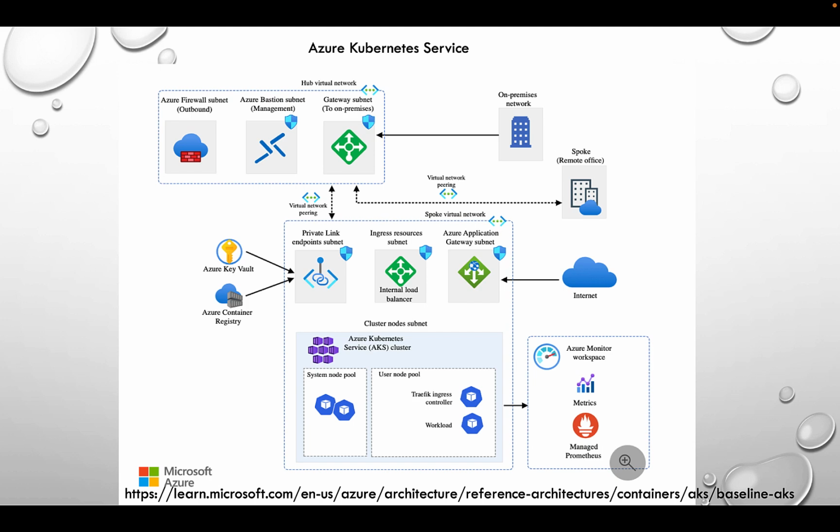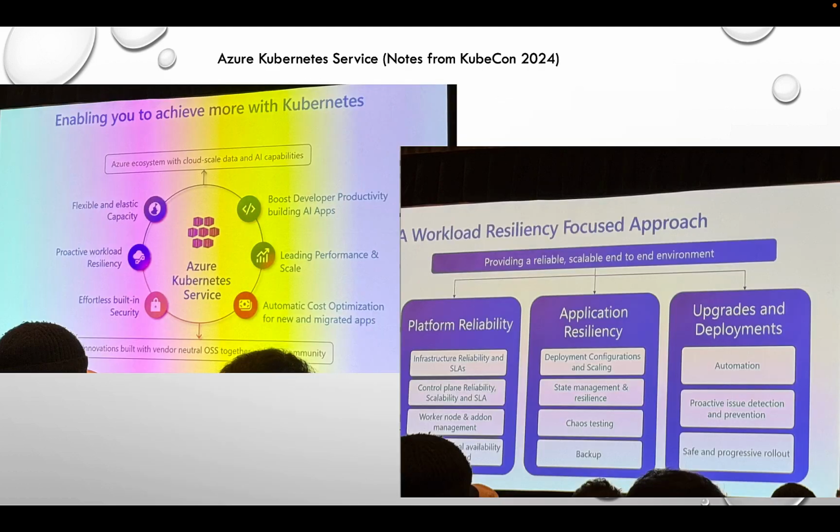Let me go down to exploring and then sharing. These are some of the notes I captured from KubeCon, where they are clearly saying that they are enabling us to achieve anything. The Kubernetes ecosystem has a lot of capabilities for scalability and also for using AI. Like any system, they have flexibility for capacity.